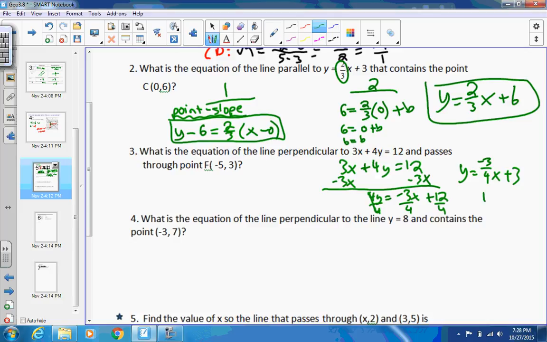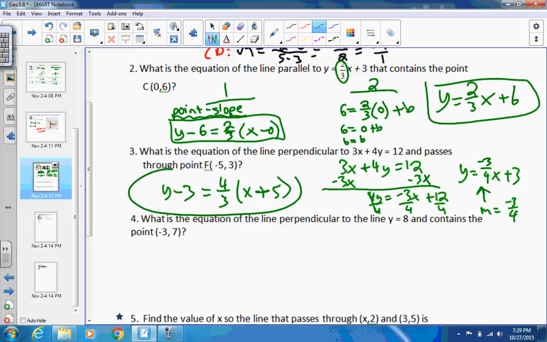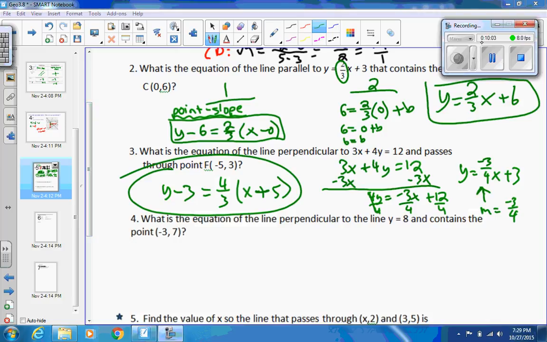So the slope here, we know, is negative 3/4 for this line. We want to find a line perpendicular to it. So I'm just going to use that first method again that I used for number 2, where I'm going to use the point slope form. So y minus the y value, which is 3, equals the perpendicular slope, which would be the opposite reciprocal, so positive 4 over 3, times x minus negative 5, which would be x plus 5. And there we go. There it is. There are other ways to do it. You can use slope intercept form if you'd like.